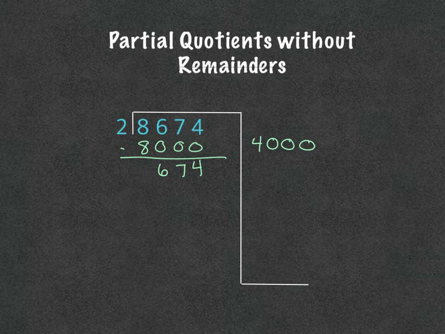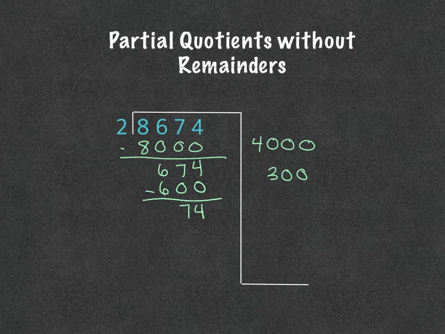Okay, so I'm going to look for my biggest place value again. 2 goes into 600 300 times. 2 times 300 will equal 600. And then I'm left with 74. So you can see you are able to get these large, big place values out of the way, and then you're down to a smaller number.